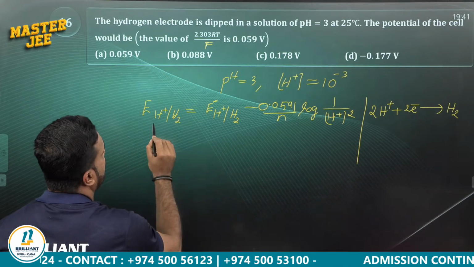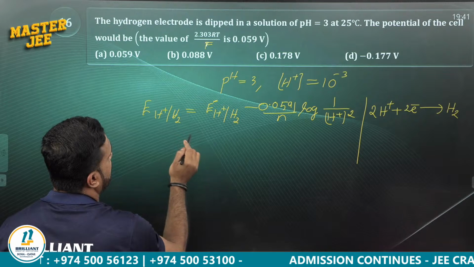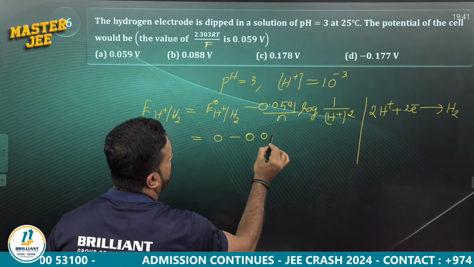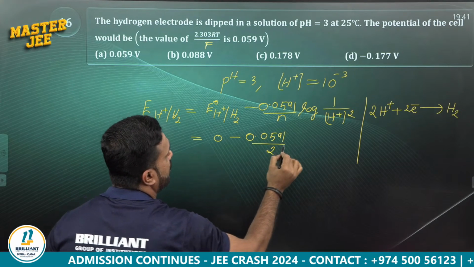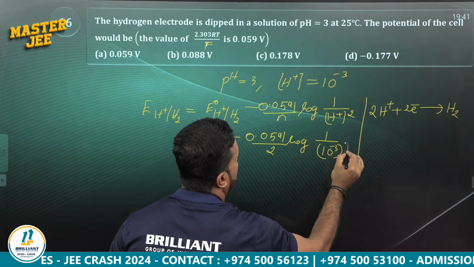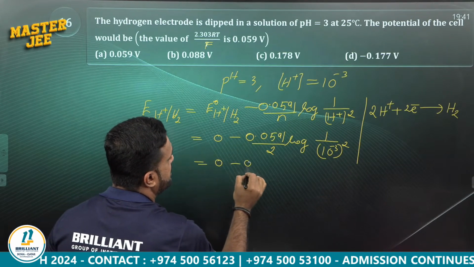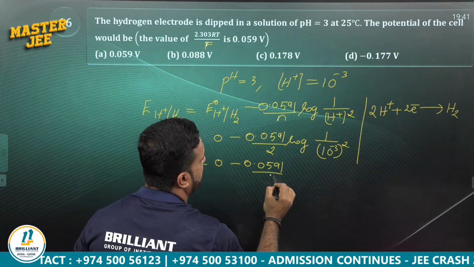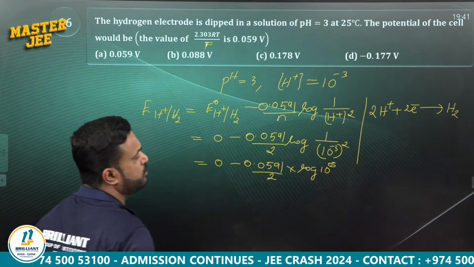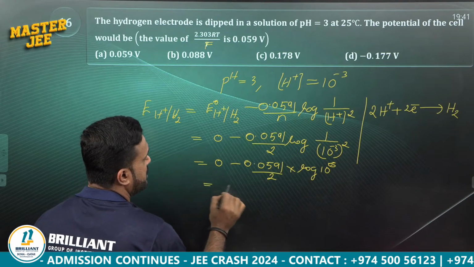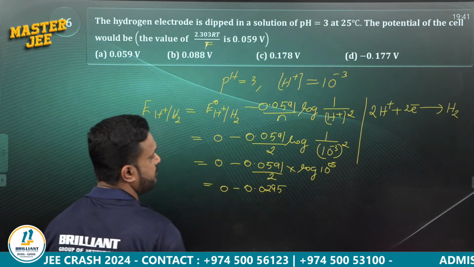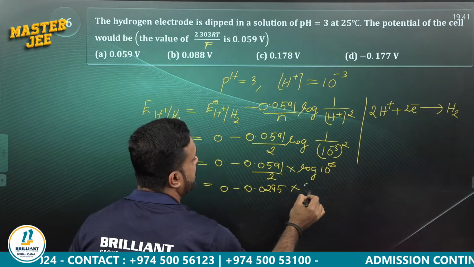Now substitute the value. They are asking to find out the electrode potential, which means this one. Standard electrode potential of hydrogen is 0. So 0 minus 0.0591 divided by 2, log 1 divided by H plus ion concentration, which is 10 power minus 3, whole power 2. So it is equal to 0 minus 0.0591 divided by 2 into log 10 power 6. Minus 6 comes to the numerator, so log 10 power 6, is equal to 0 minus 0.0295 when you divide.